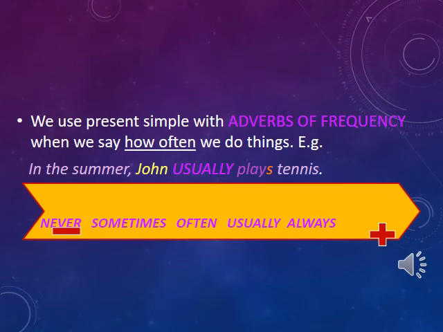Finally, it is good to know that we use present simple with adverbs of frequency, which means when we say how often we do things. For example, in the summer, John usually plays tennis. Some adverbs of frequency are never, sometimes, often, usually, or always.